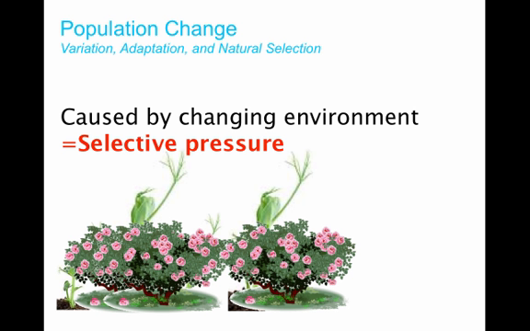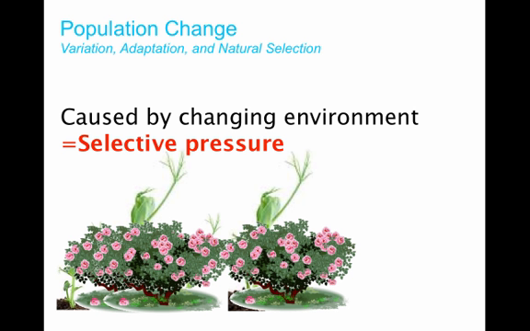Now, this instance of natural selection was caused by a change in the environment. Remember, the population was totally fine before the garden became overgrown, but once those plants started blocking out the light for the short pea plants, that's when it became more advantageous to be a tall plant. And this idea of a changing environment causing a change in the population, this is called selective pressure. In other words, the bushes that are growing in the garden are putting selective pressure on the pea plants. They're basically pressuring them to be taller.